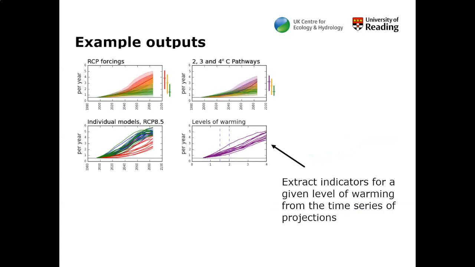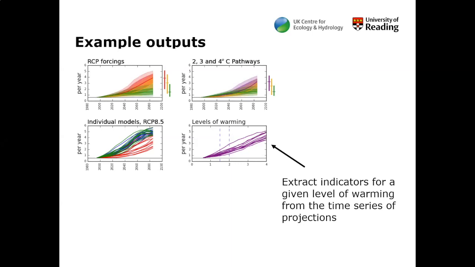Here's an example of some of our outputs. The indicator here isn't particularly relevant. So the top left panel shows impacts under the different forcings, different emissions scenarios. Top right is essentially the same, but using just those pathways that hit 2, 3, or 4 degrees. Bottom left panel shows the results you get from the individual global and regional models, but that's just for one level of forcing. And the bottom right panel shows how we've extracted the results from those previous analyses to show the indicators corresponding to particular levels of warming.